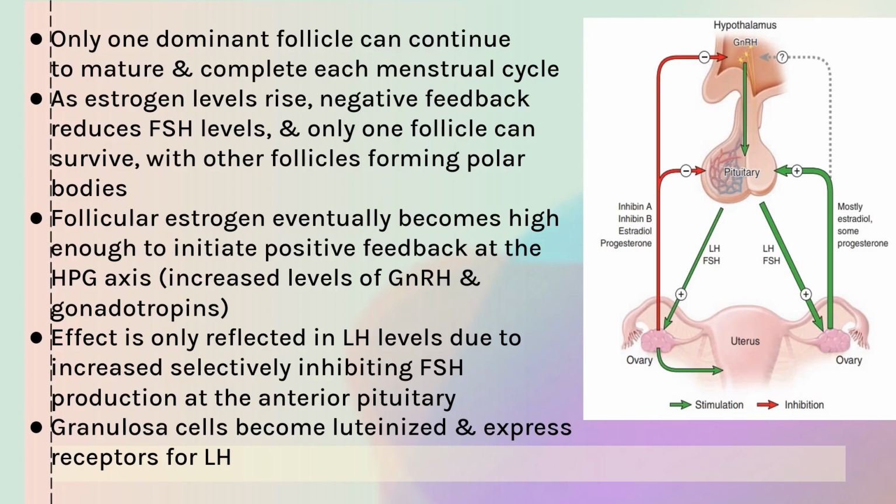As estrogen levels rise within this dominant follicle, the negative feedback mechanism reduces FSH. This reduction ensures only the dominant follicle survives, while others typically degenerate or form polar bodies. Once follicular estrogen levels reach a certain threshold, they initiate a positive feedback within the HPO axis. This results in an increased level of GnRH and gonadotropins, specifically LH, or luteinizing hormone. Importantly, this positive feedback primarily affects LH levels and selectively inhibits FSH production at the anterior pituitary gland.